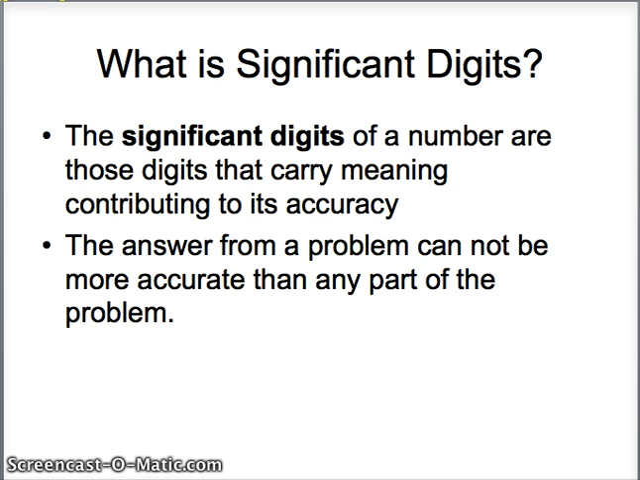And significant digits is, again, theoretical, where the number of these digits will carry some sort of meaning to its accuracy. So some accuracy can only lend itself to a certain number of digits, so we have to keep that level of accuracy consistent. As a general rule of thumb, the answer from a problem cannot be more accurate than any other part of the problem. So if you have 3 terms and you're adding them together, the answer cannot be any more accurate than any parts of the problem.